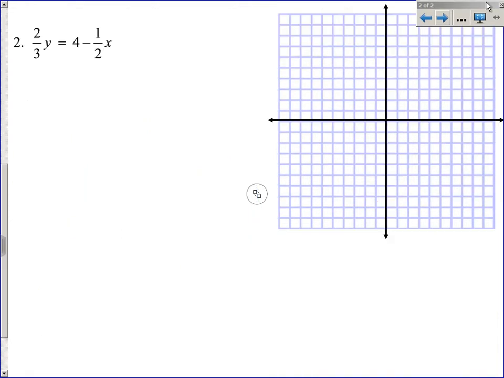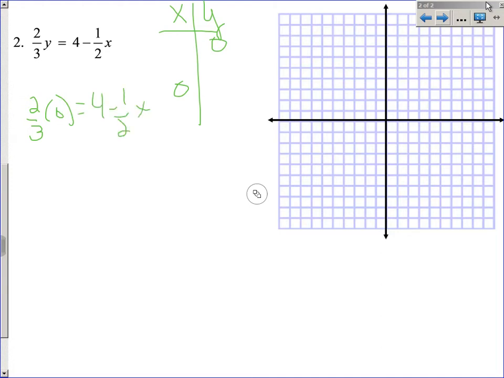Let's try one more. Okay, so you're looking at this and thinking, oh no, fractions, they are not bad. We follow the same exact process. X, y, 0 and 0. So I'm going to substitute it in. 2/3 times 0 equals 4 minus 1/2 x. I get 0 on the left side, 4 minus 1/2 x.